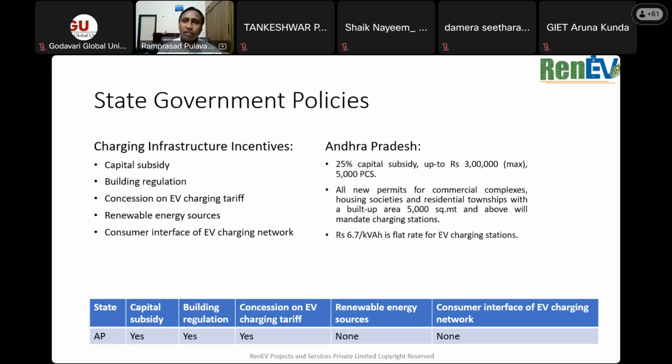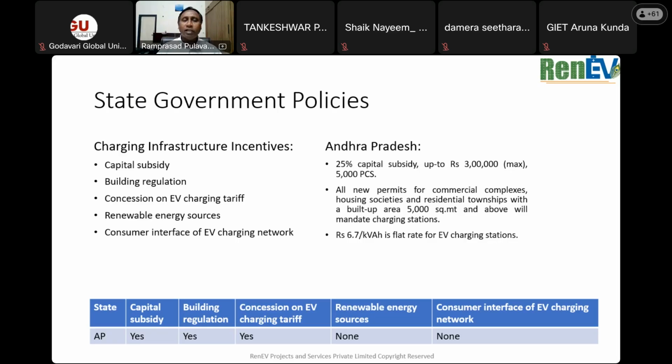Any commercial facility, and an EV public charging station is a commercial facility because it is for profit, right? If I'm doing the business, I expect some profit. In other commercial facilities, it is a two-part tariff. There is a demand charge and there is a consumption charge. Whereas for a charging station, it is only a flat tariff. It is consumption based only.